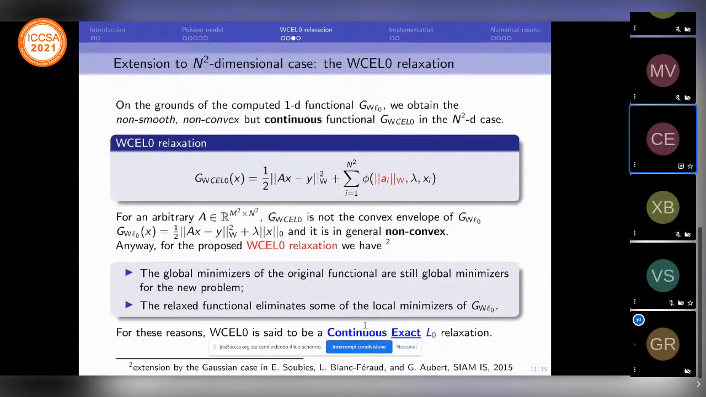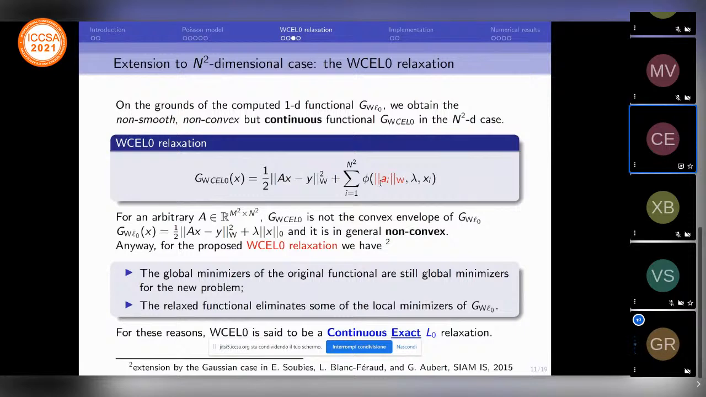By using this 1D simple computation, we extend to the n squared case of the matrix n times n, and we consider again a similar functional, G W C E L 0, which is the sum of again the W norm and the sum of the singular relaxed convex envelope of the L0 norms.